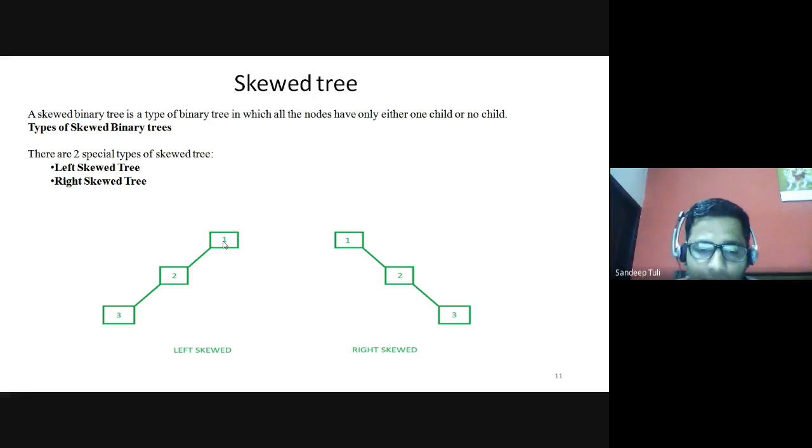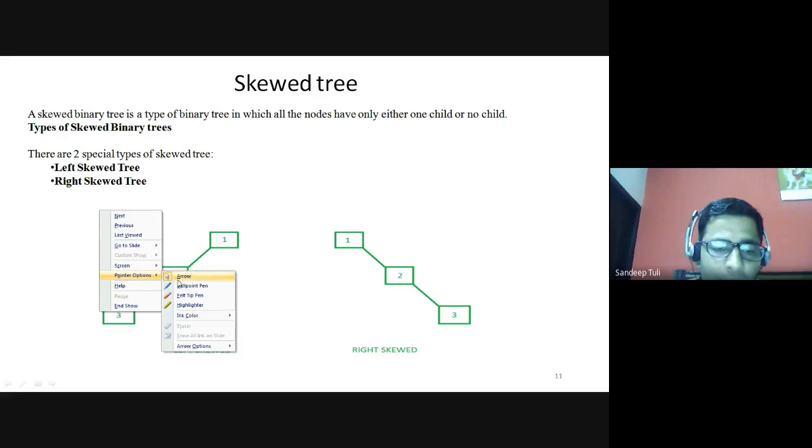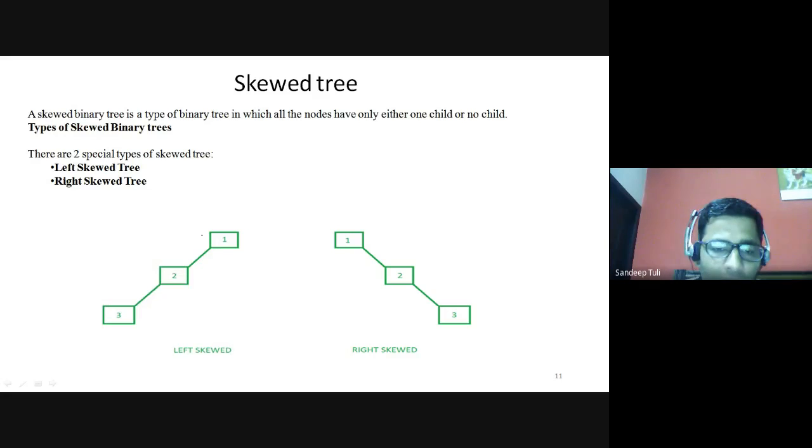So we have 2 different trees right now. In the first tree, all the left subtrees are there only, no right subtree is there. Only left children are there, no right child is there in this. And in the second one, only right children are there, no left child. Is it okay? So that is what skewness means, skew in one direction only. So the tree grows in one direction only.